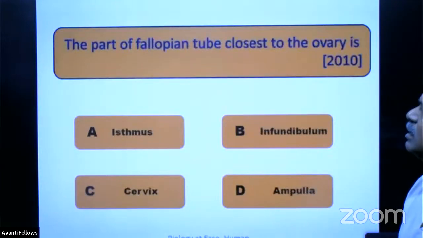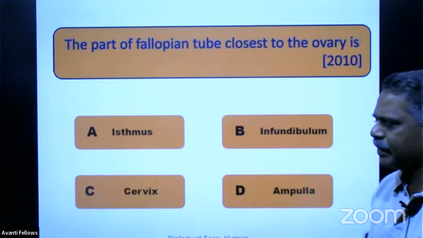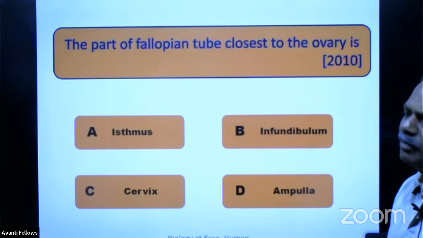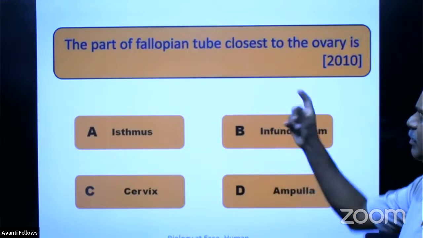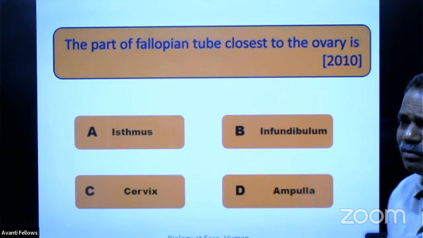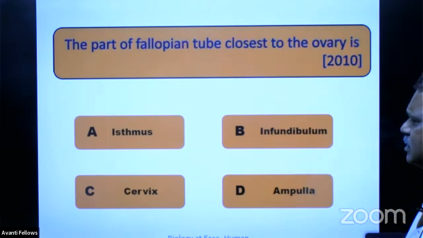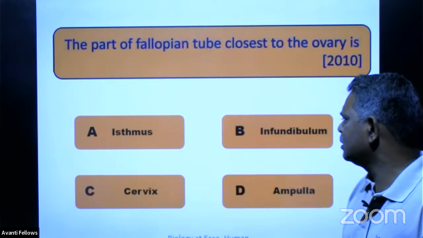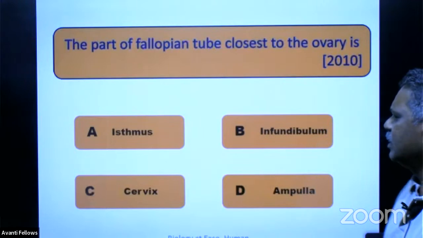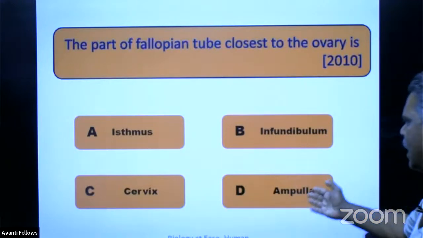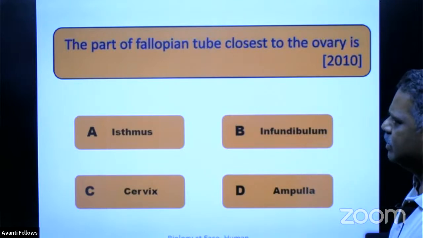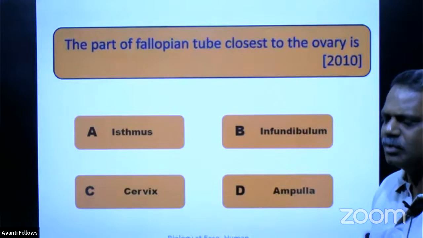Next question: the part of the fallopian tubule closest to the ovary. You remember the structure of the fallopian tubules. Fallopian tubule means oviduct only. See the parts of the fallopian tubule or oviduct. Is it isthmus, infundibulum, cervix, or ampulla that is closest to the ovary? Then we will move to another question.